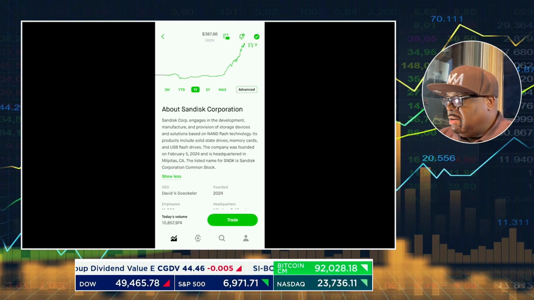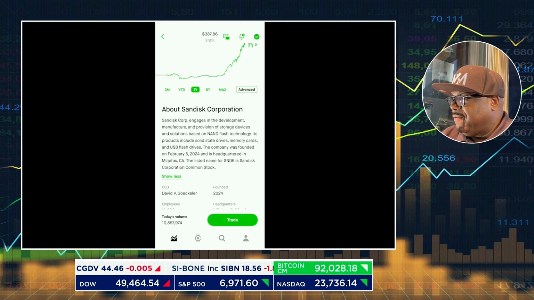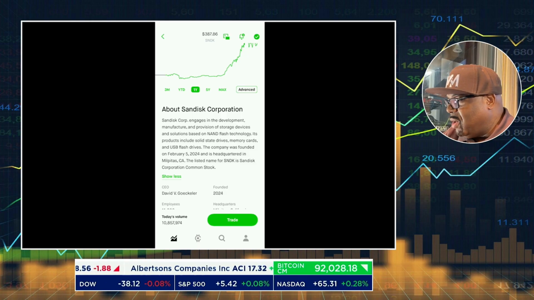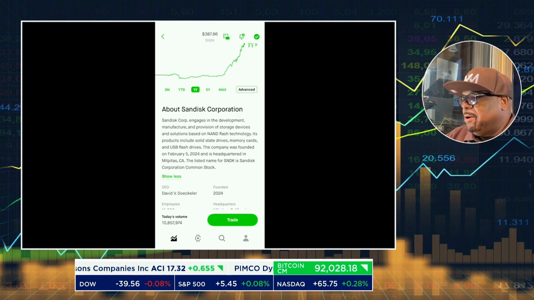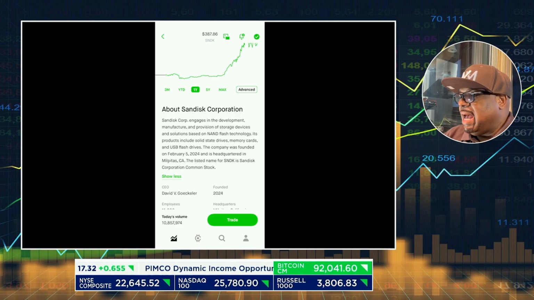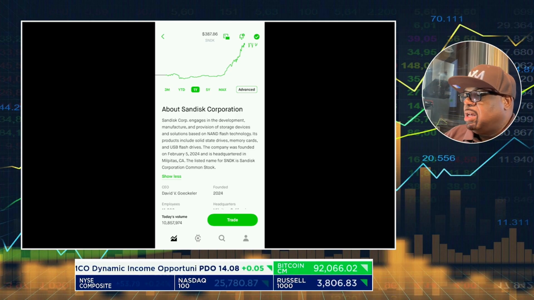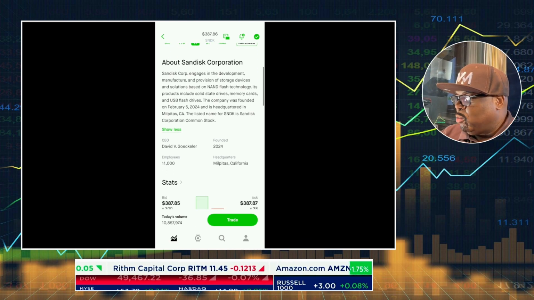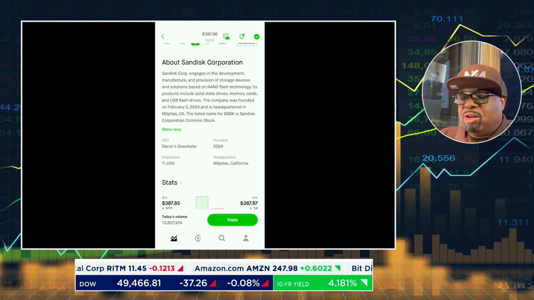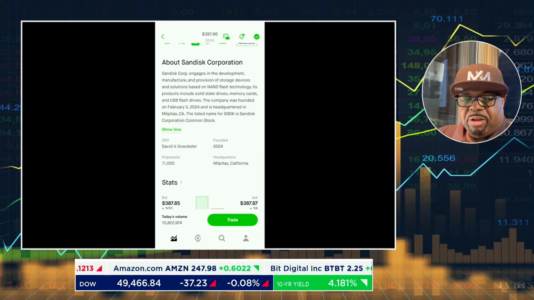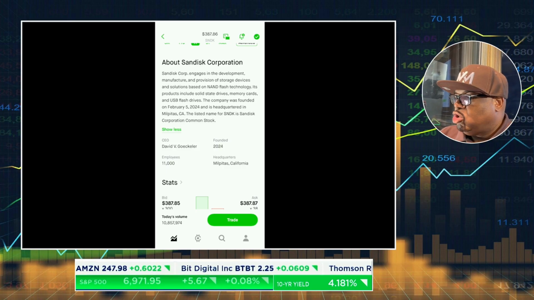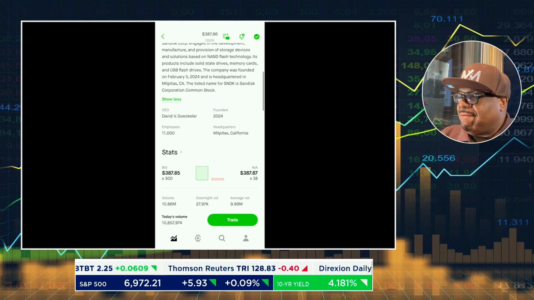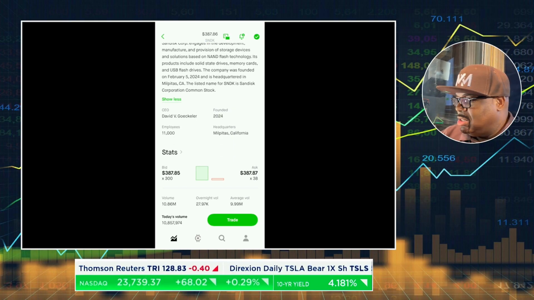They engage in the development, manufacture, and provision of storage devices and solutions based on NAND flash technology. Its products include solid state drives, memory cards, and USB flash drives. It gives you the date when they were founded. This is a fairly new company, so this is definitely a risky investment. 2024, so they're only a couple of years old. They have 11,000 employees though.